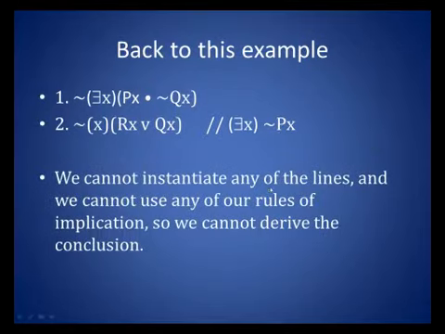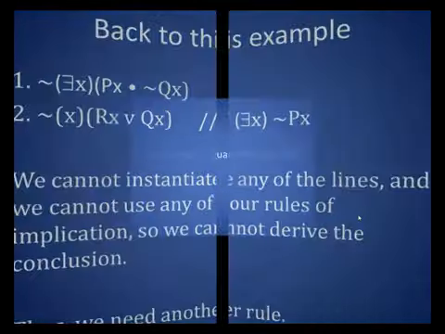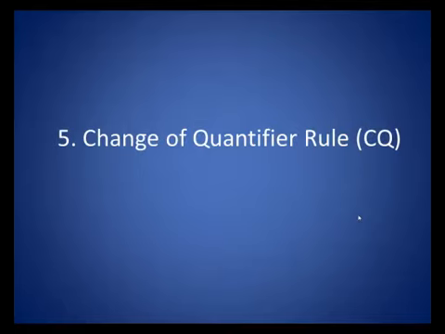We cannot instantiate any of the lines, and we cannot use any of our rules of implication, so we cannot derive the conclusion. So what do we need? We need another rule. And that will be Rule 5, which is quantifier exchange or change of quantifier rule, notated as capital C, capital Q.